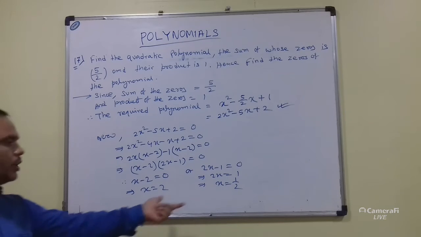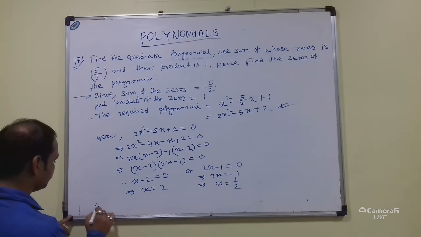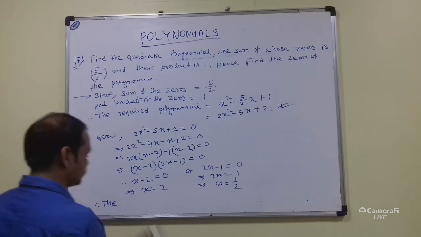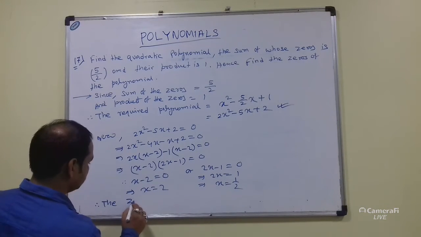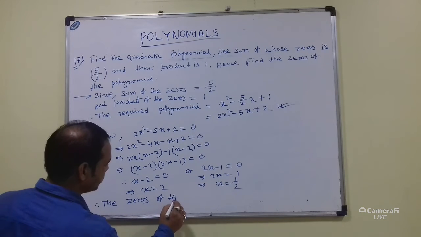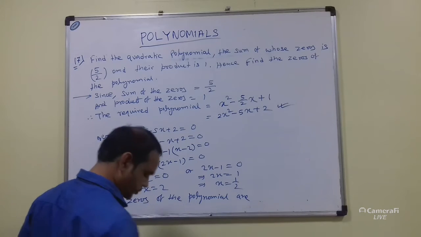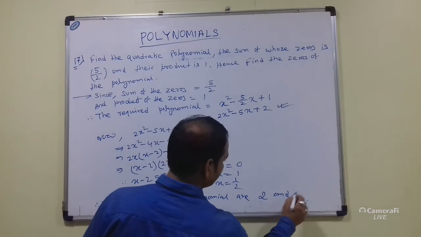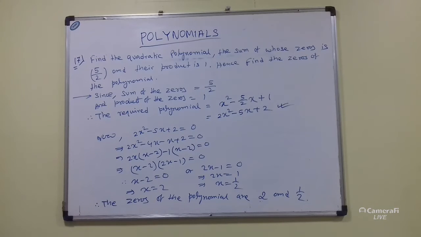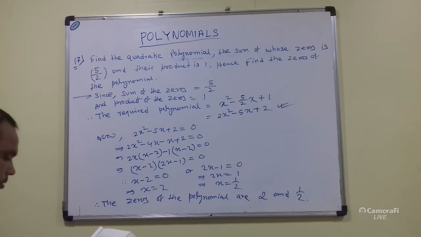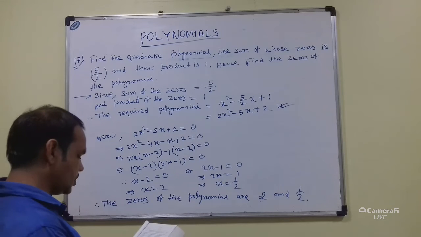So these are the zeros 2 and half. So therefore the zeros of the polynomial are 2 and 1 by 2. I hope you understood, students. Next, question number 19.